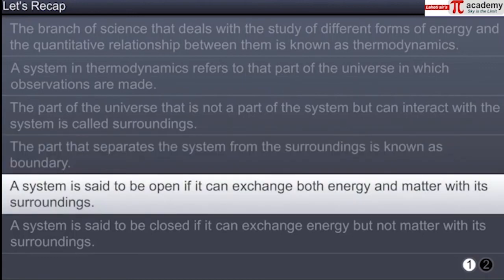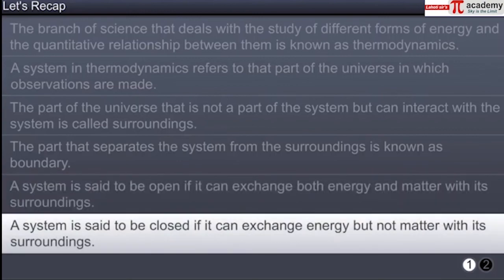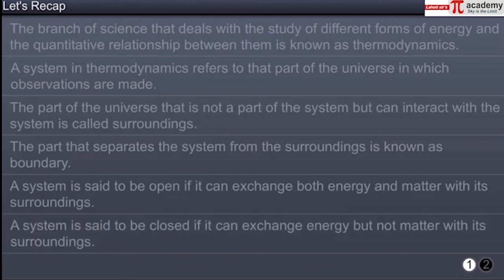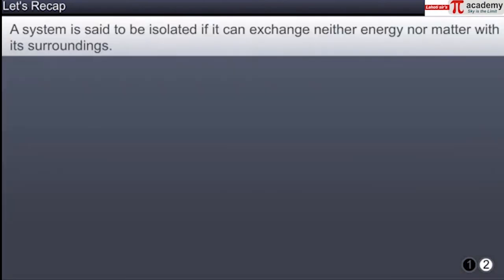A system is said to be open if it can exchange both energy and matter with its surroundings. A system is said to be closed if it can exchange energy but not matter with its surroundings. A system is said to be isolated if it can exchange neither energy nor matter with its surroundings.